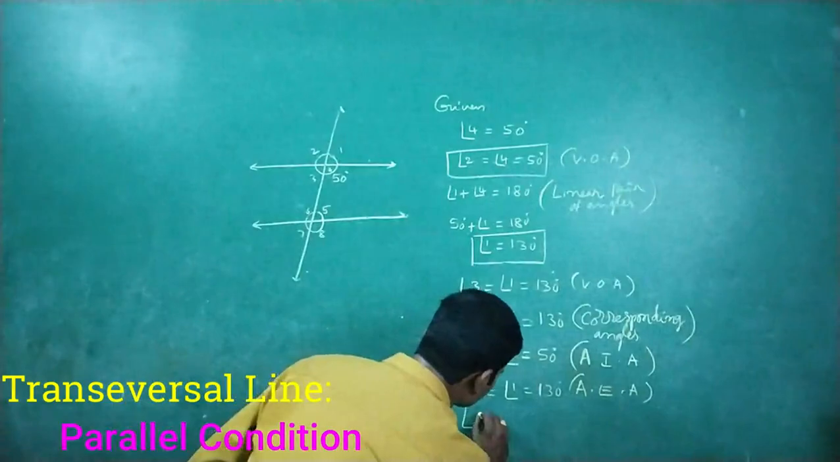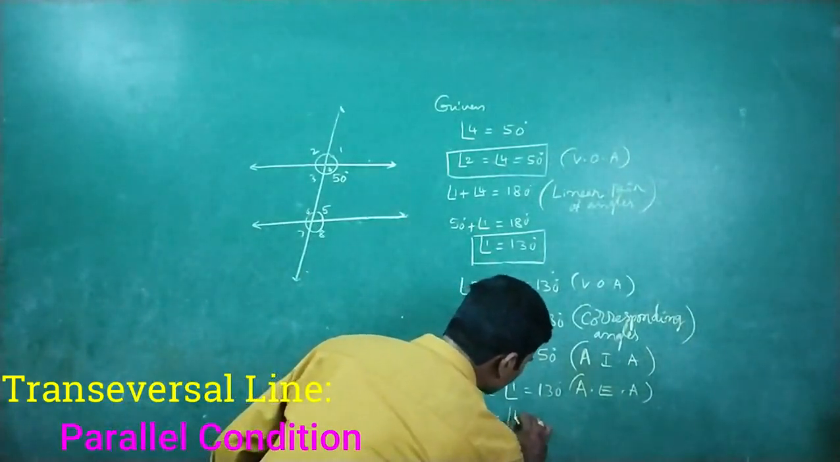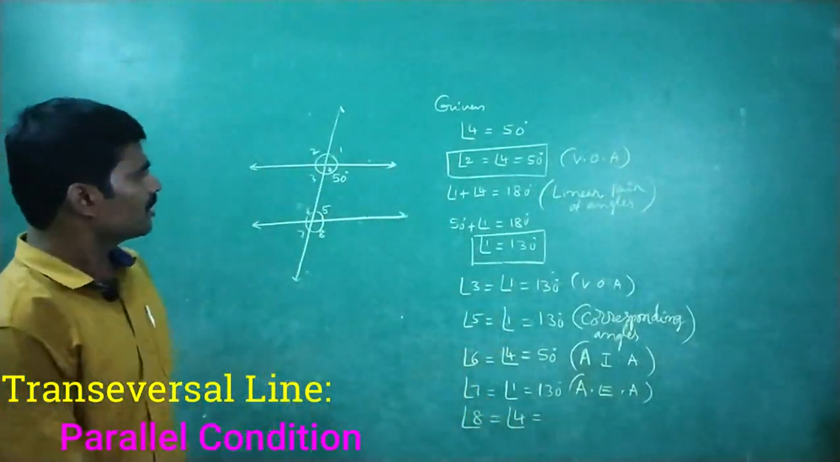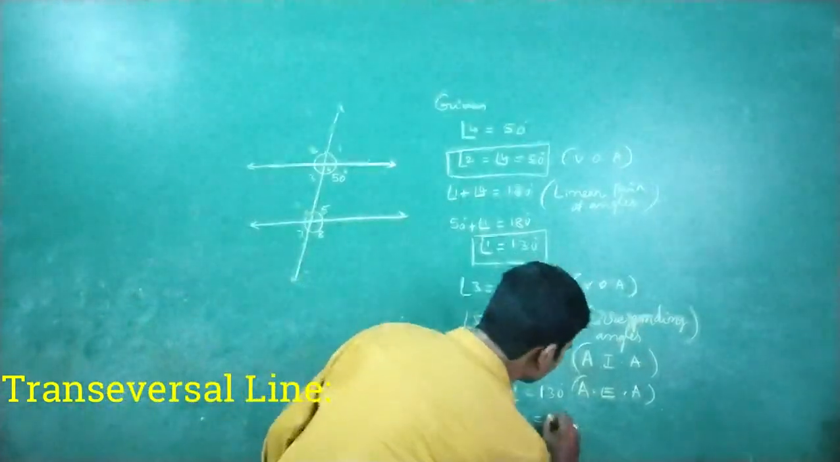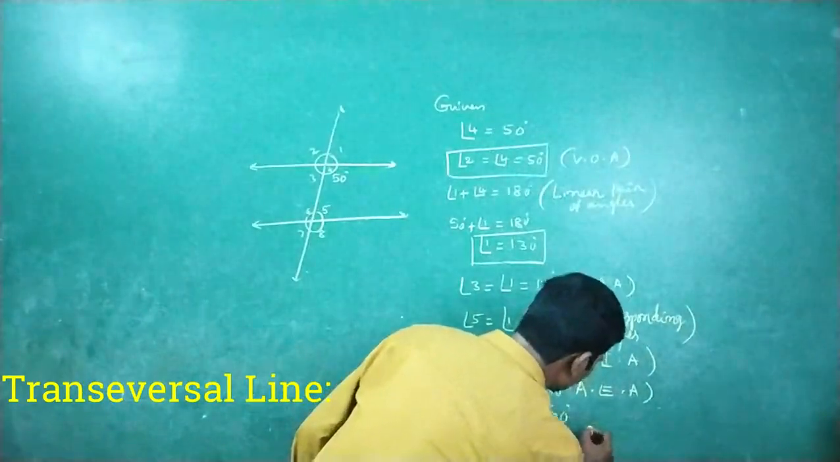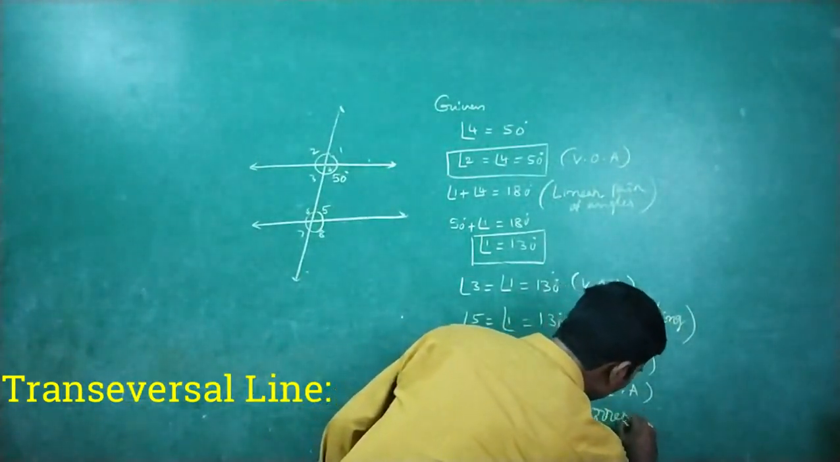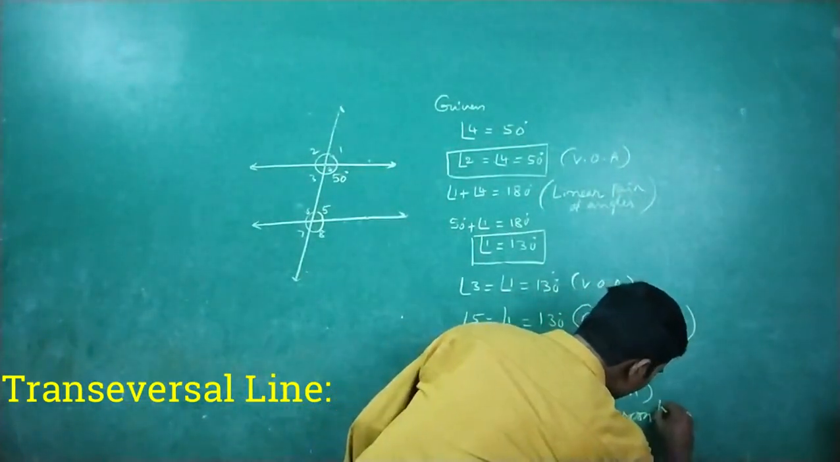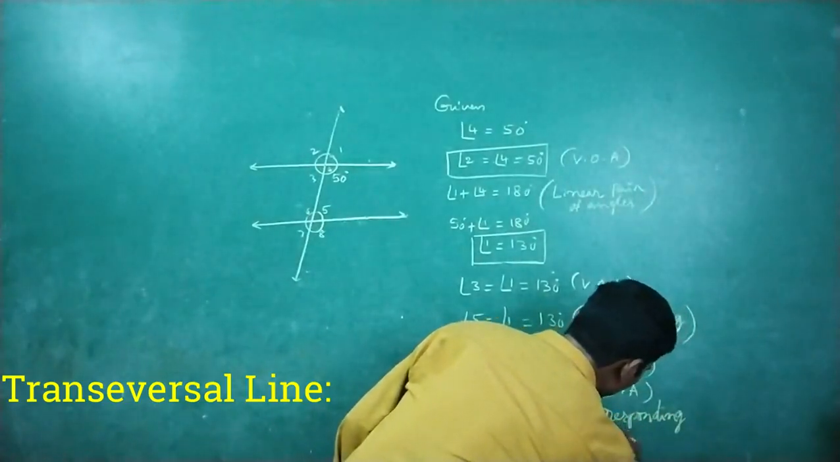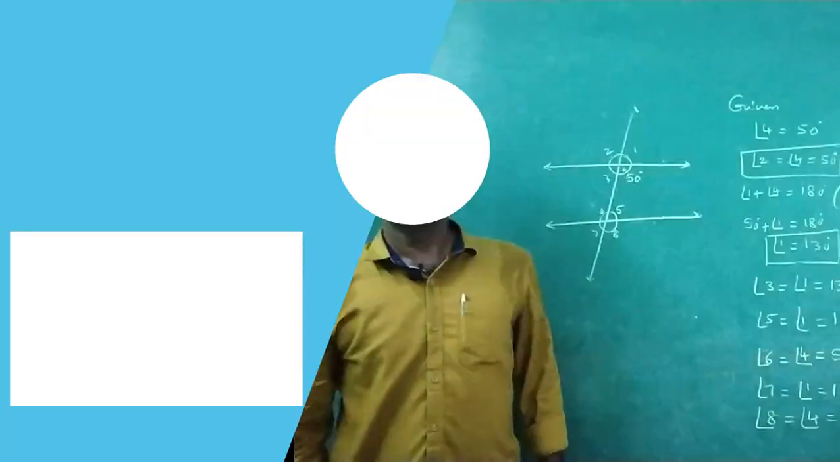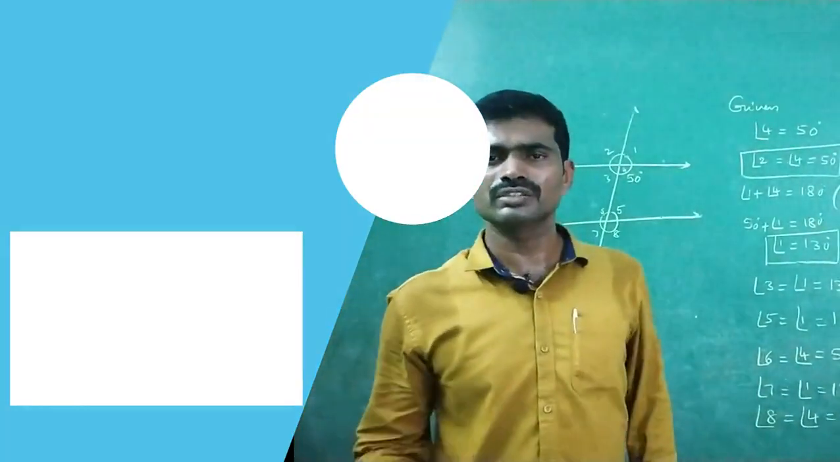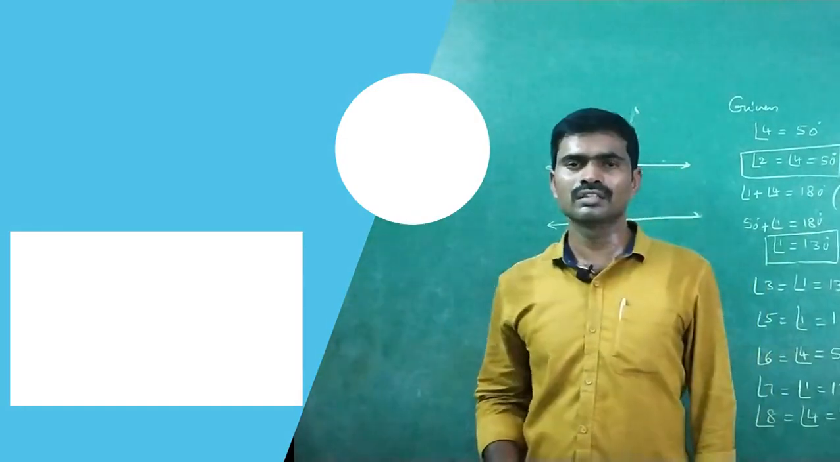Come to angle 8. Angle 8 is equal to angle 4. Why? Because angle 8 and angle 4 are corresponding angles. So this is 50 degrees. The reason: corresponding angles. These are the main basics of lines and angles.